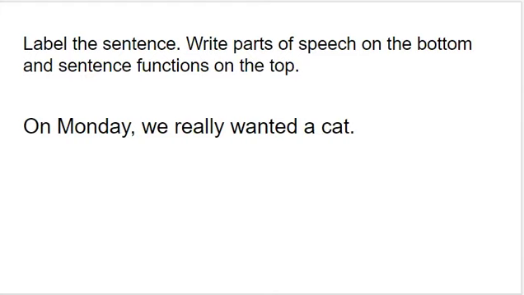what you can do is try changing the tense of the sentence. So on Monday, we really wanted a cat. Put that in the present tense. On Monday, we really want a cat. Or put it in the future tense. On Monday, we really will want a cat. Now you can see that the word that changes there is wanted, from wanted to want to will want. That's your verb. Now there are 3 kinds of verbs: action, linking, and helping.